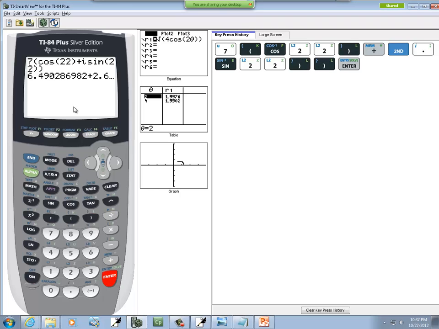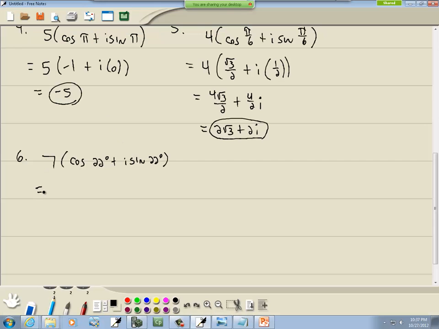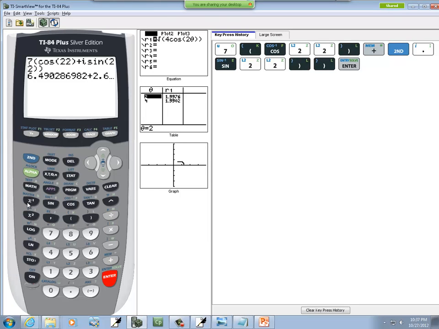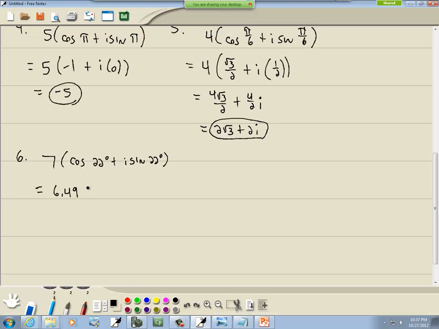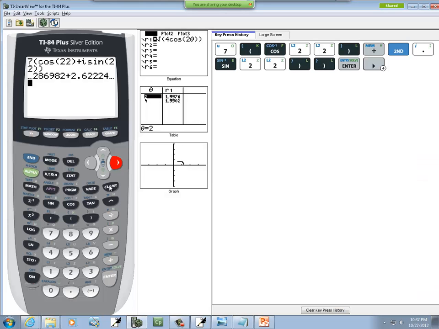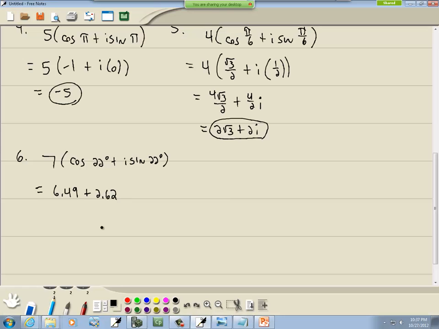Now we get decimals, which is okay because we know it's not on the unit circle, so we're not going to come up with the exact answer. I'll take 2 decimal places, so we got 6.49. Now to see what the second part is, you have to scroll to the right. See the 3 little dots here? So I'm going to use my right arrow key and scroll over. And it looks like 2.62. And if I keep scrolling, you see there's an i at the end. So there should be an i here. And that'd be your answer.